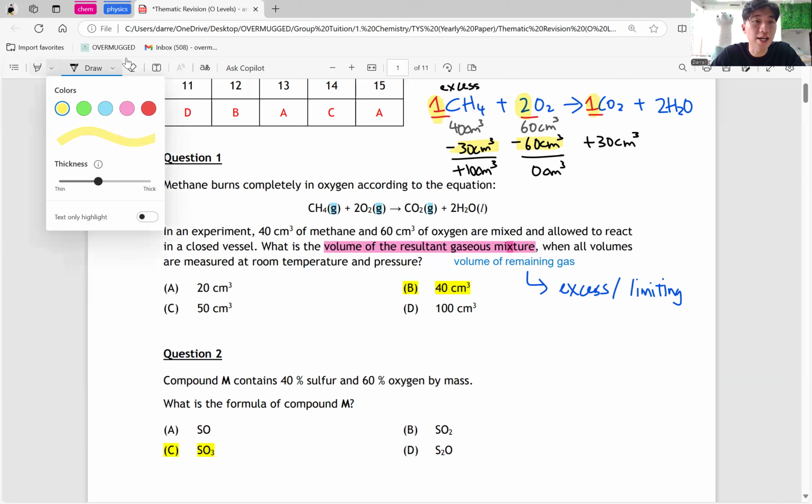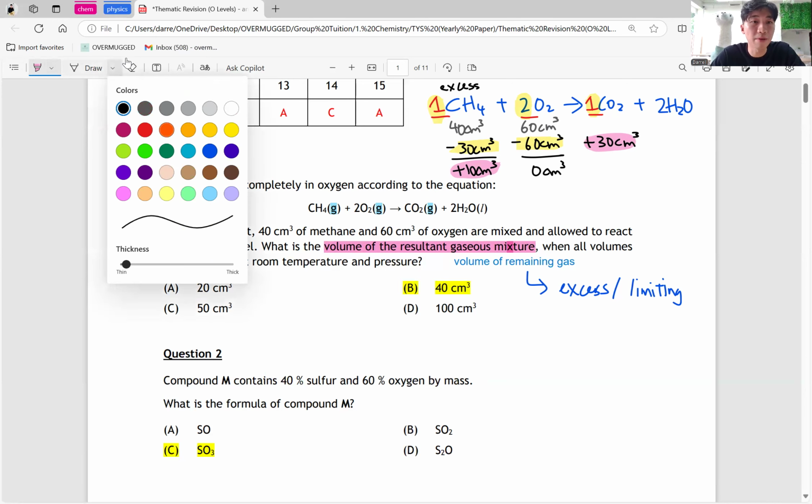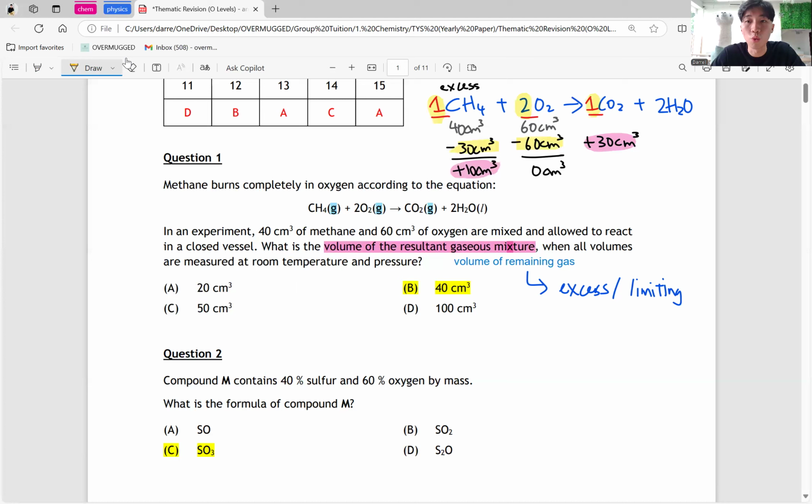Since the question is asking us for the volume of the resultant gas mixture, you will take whatever is in excess and add it with whatever gas you have produced to get your 40 cm³. And a couple of you here might be wondering, why do you not include water? Why is water not a gas? It's because you need to be very careful when you read the question. All of this is measured at room temperature and pressure. And at room temperature and pressure, water is a liquid and not a gas, as evident in your equation as well.